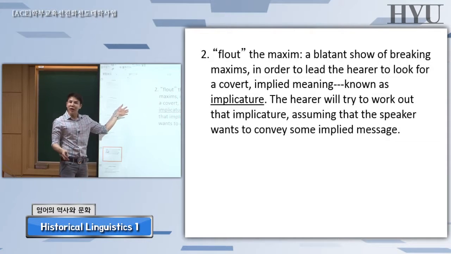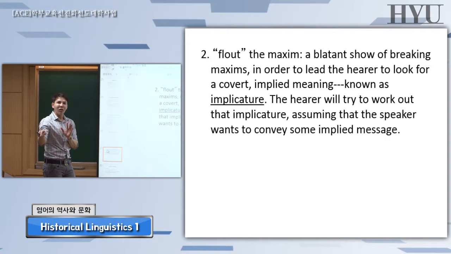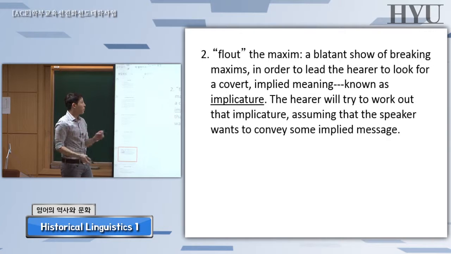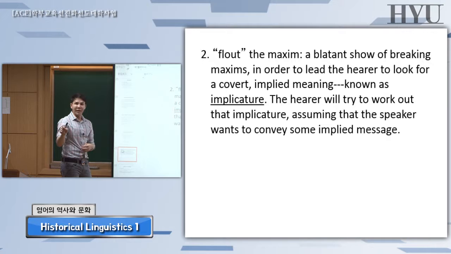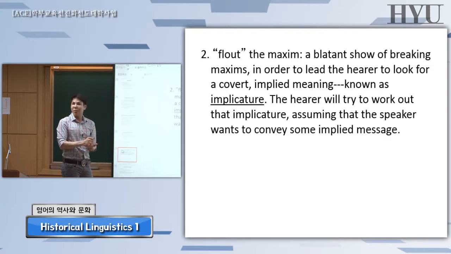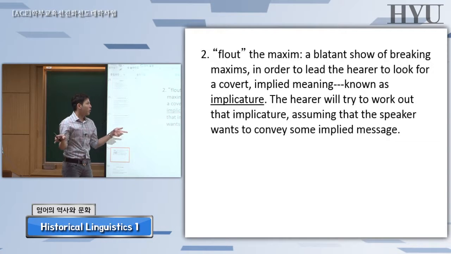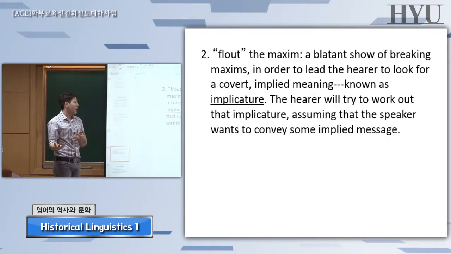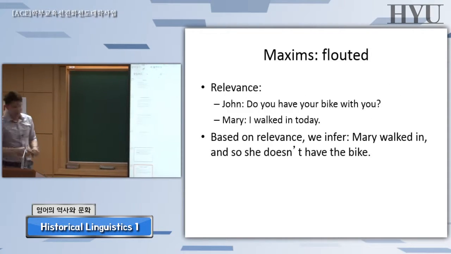So this is different from the other case, okay? In the other case, the other person doesn't know and you don't want them to know. But here, you want that person to know that you are breaking one of the maxims, and also you want to convey an implicature. You want to convey an implied meaning. So this is different. And the hearer will try to work out that implicature, assuming that you want to convey some implied message. We'll be focusing on this.